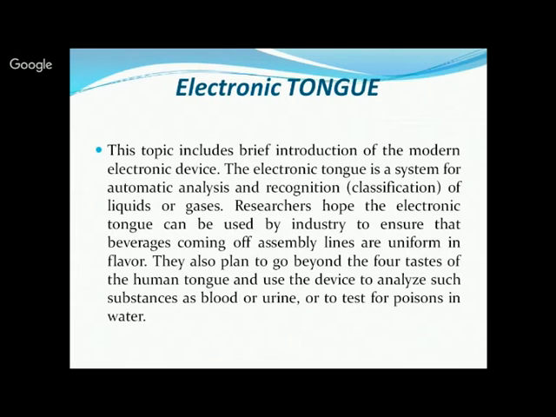The University of Michigan is working with an electronic tongue. This electronic tongue is basically a device which can test besides the 4 tastes of the human tongue. So it can test any type of liquid or any type of gas. Basically it is used to analyze the substances present in blood or urine, or some poison in drinking water, or unwanted material we can say, in water or in drinks.